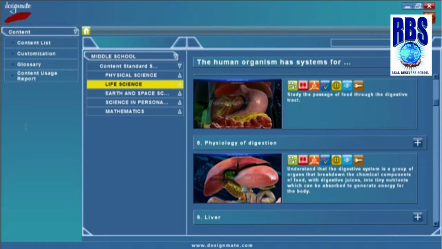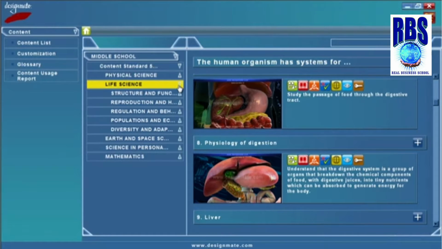As you can see, the entire content has been mapped as per the NCERT curriculum. Under middle school, you have different subject categories like physical science, life science, earth and space science, etc. You can select any one of these categories like life science. Under these categories are given different subcategories.